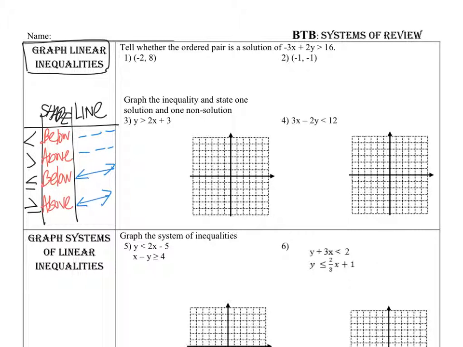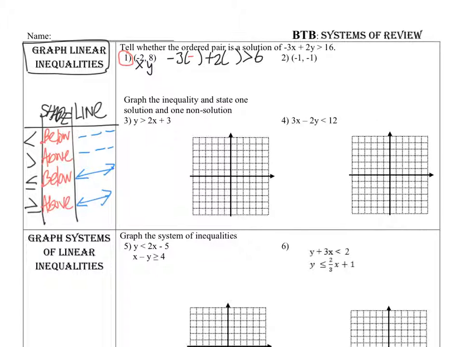Now, the first question we're going to be doing together is question one, and it asks, tell whether the ordered pair is a solution to this inequality. Now they gave me an x value and y value, and we're going to plug those in right there and see if it reveals a true statement. If it's true, then the point is a solution. So I have negative 3 times x plus 2 times y is greater than 6, keeping in mind that x is negative 2 and y is 8.